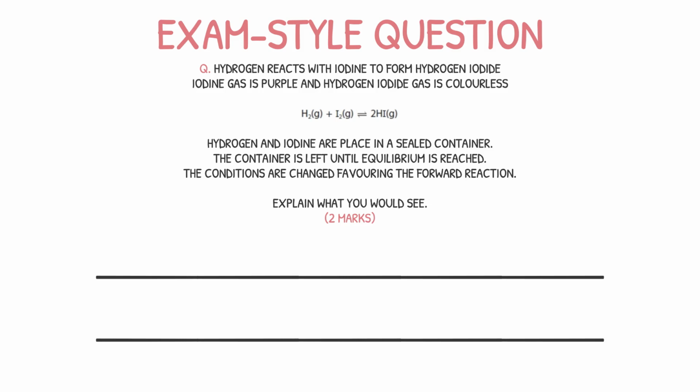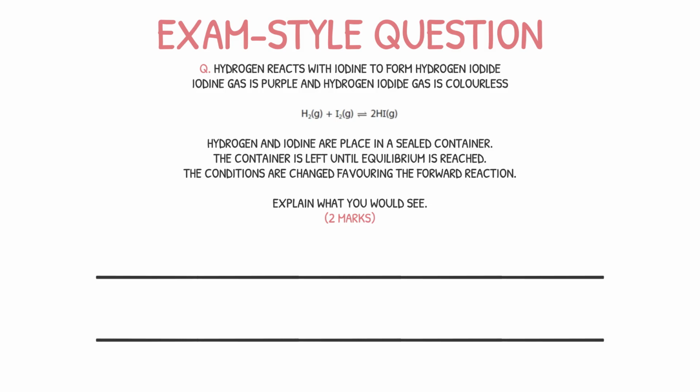Hydrogen reacts with iodine to form hydrogen iodide. Iodine gas is purple and hydrogen iodide gas is colourless. Hydrogen and iodine are placed in a sealed container. The container is left until equilibrium is reached. The conditions are changed, favouring the forward reaction. Explain what you would see.